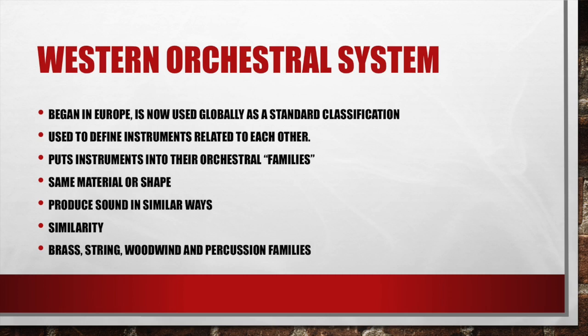There are four main families in this system, and these are brass, string, woodwind, and percussion families. When combined, these four families make up the sections in an orchestra.